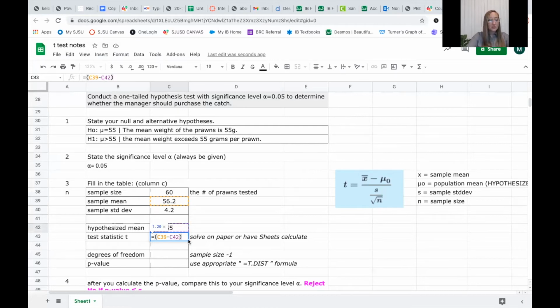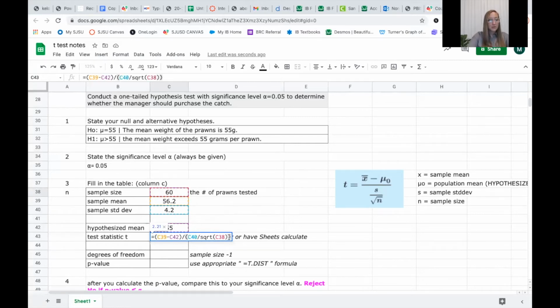I'm being a little bit fancy by clicking the values instead of typing them in. You could type them in, or if you feel comfortable, you can click on the values. Okay, and then the bottom half of our fraction is standard deviation divided by the square root of the sample size. So I'm going to type in SQRT. That is the signal to take the square root in Sheets, and our sample size was 60.